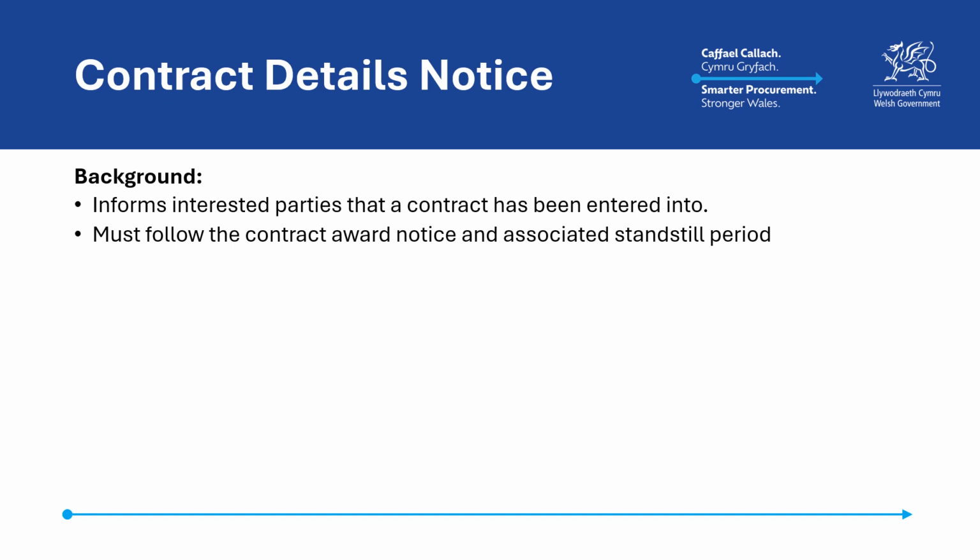Contract details notices are also required in relation to certain below-threshold contracts, although no standstill period is usually attached to those contracts. This notice is also required upon the establishment of a framework. This will tell interested parties which suppliers are on the framework, as well as what the core terms and conditions of both the overarching framework agreement and any subsequent call-offs are. Additionally, this notice will be published to inform interested parties that a call-off contract has commenced.